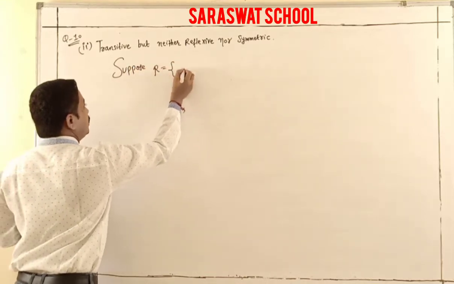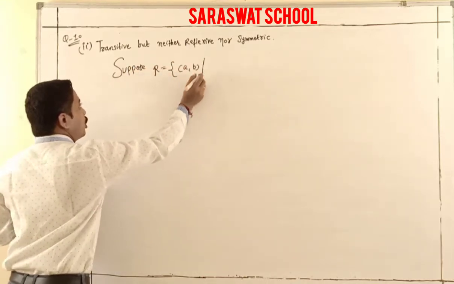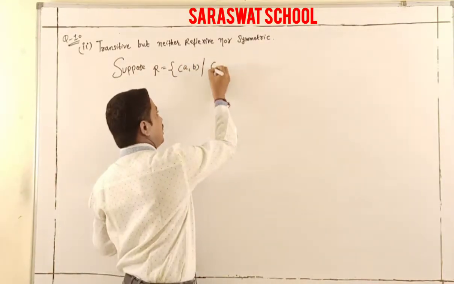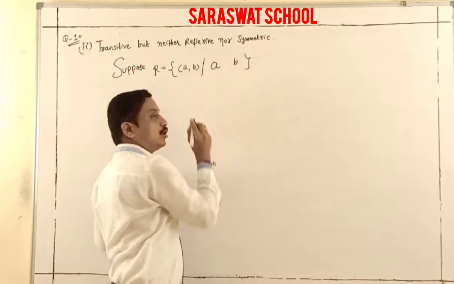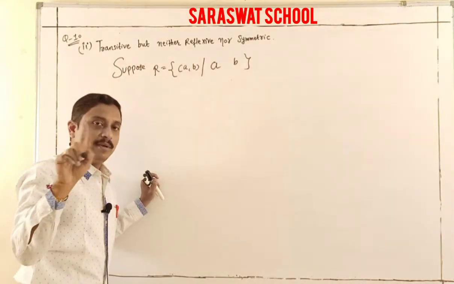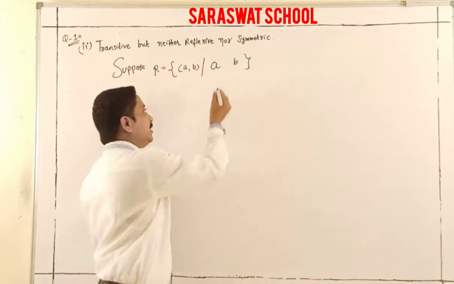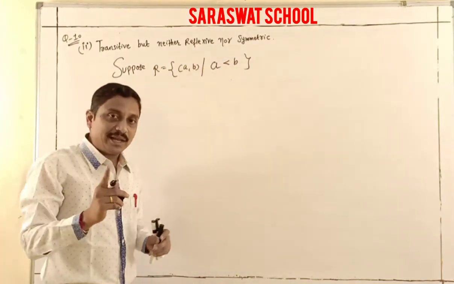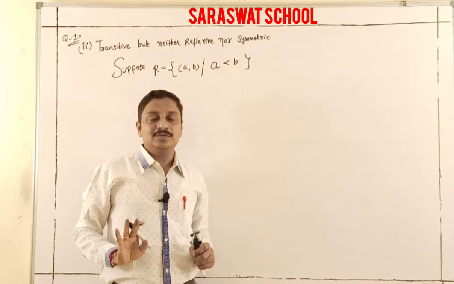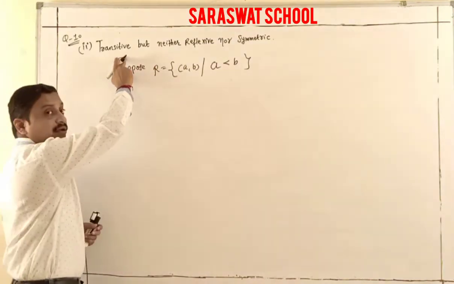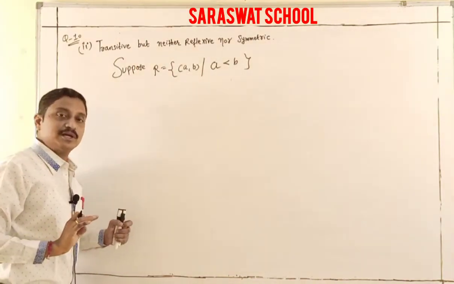relation R is not reflexive, which means the two elements are not equal. I take here A and B. Here don't write equal. You may write greater than or less than. I write down here less than. As you like, greater than is also true. Sure, we have to prove that it is transitive but neither reflexive nor symmetric.